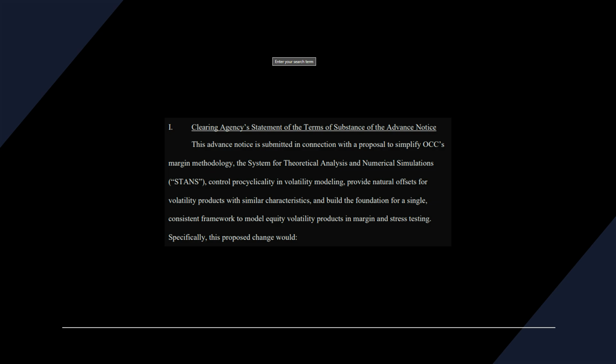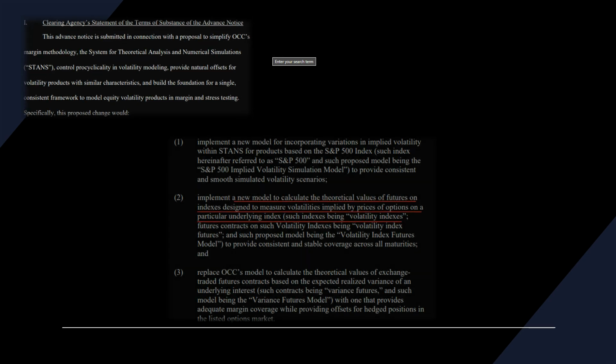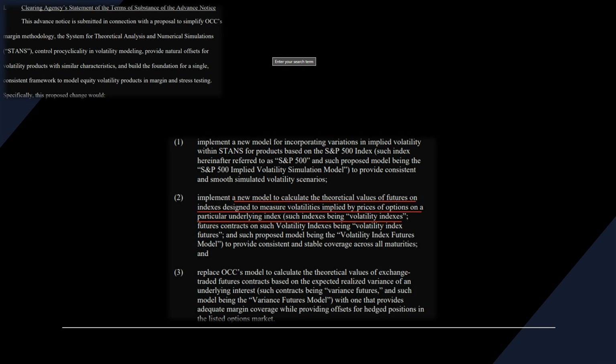This advance notice is submitted in connection with the proposal to simplify OCC's margin methodology, the System for Theoretical Analysis and Numerical Simulations, or STANS, control pro-cyclicality in volatility modeling, provide natural offsets for volatility products with similar characteristics, and build the foundation for a single consistent framework to model equity volatility products in margin and stress testing. Specifically, this proposed change would: number one, implement a new model for incorporating variations in implied volatility within STANS for products based on the S&P 500 index.